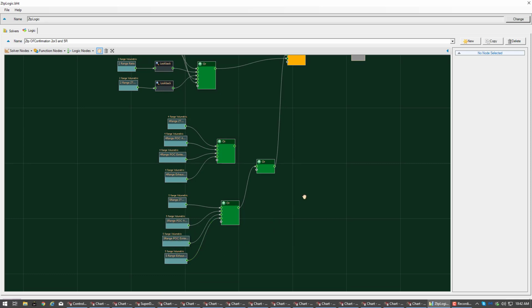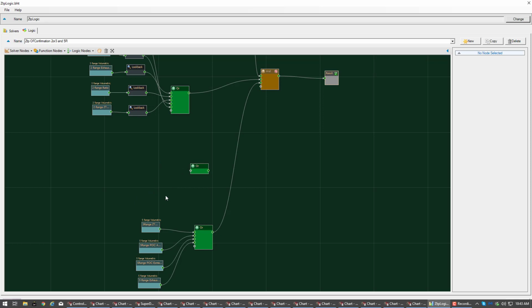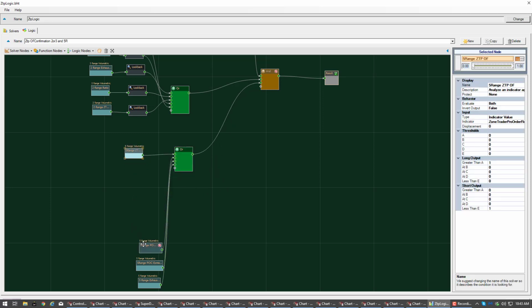This template here is made to pick out when we have a 5-range volumetric, and I don't really need this OR node right here. I can plug it directly in, and because this is a 5-range chart, I can get rid of these. I used this as a template and copied it. So here is our logic.